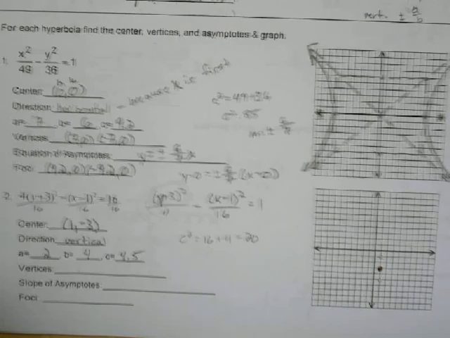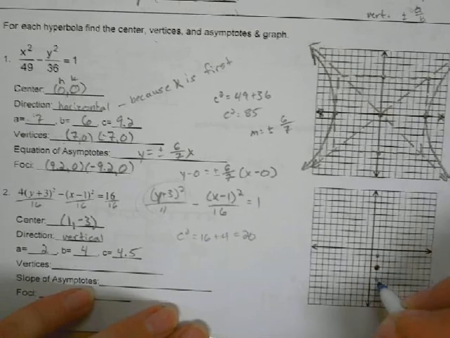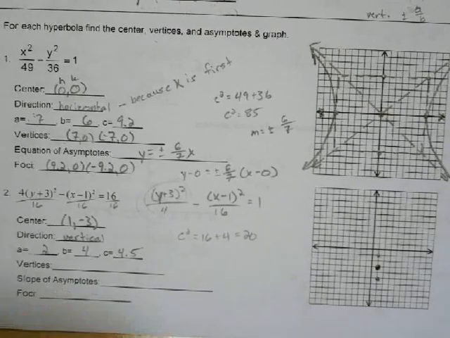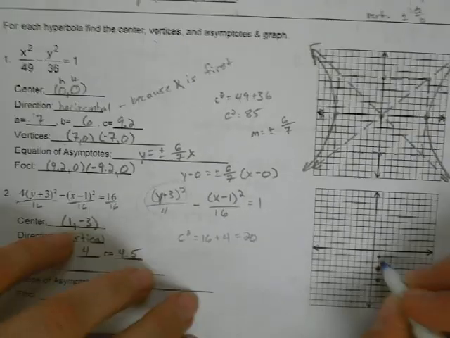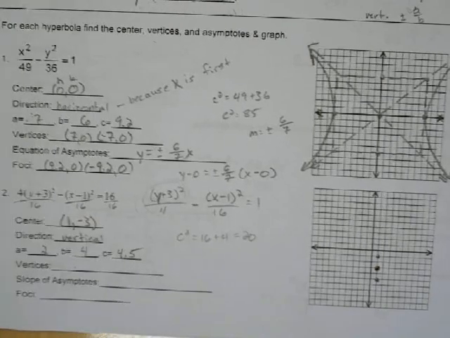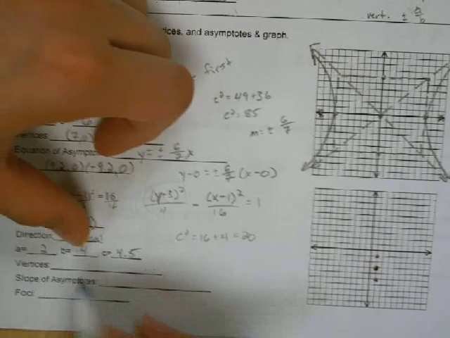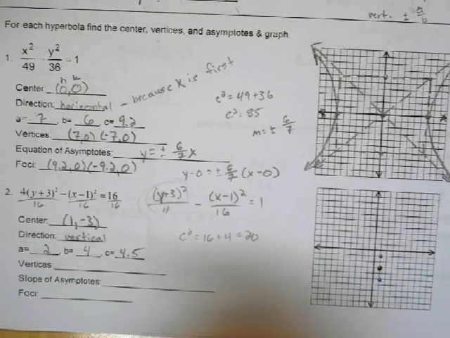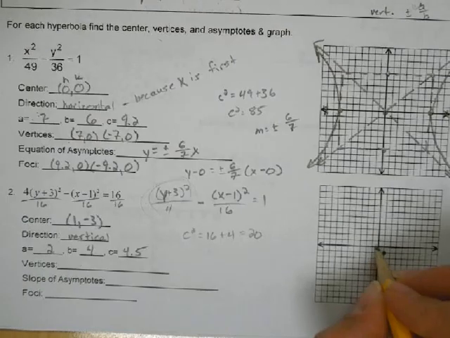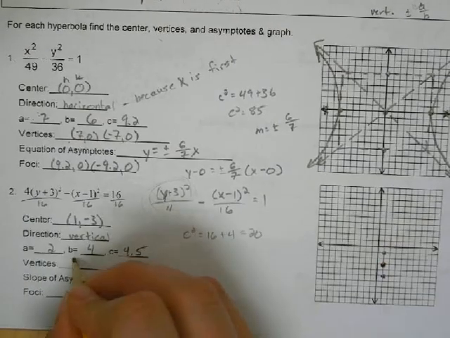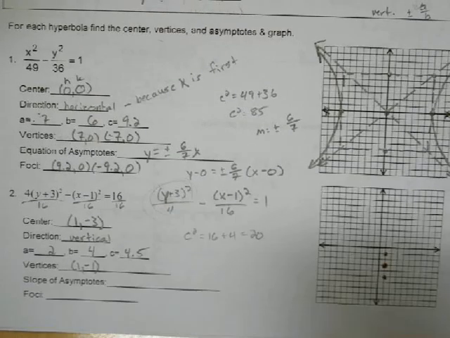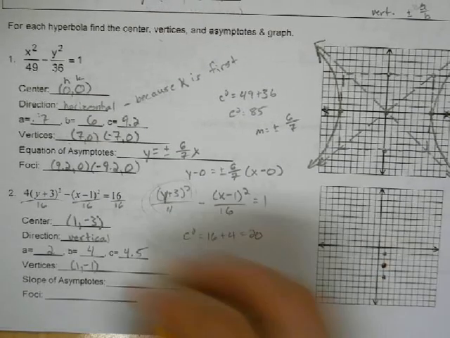Okay, let's go back to the marker. Up 2 units and down 2 units. Okay, plot those points. Now let's go ahead and write those vertices down. So up 2 units and down 2 units. So here we have x is 1, y is negative 1. And here I have x is 1, y is negative 5.